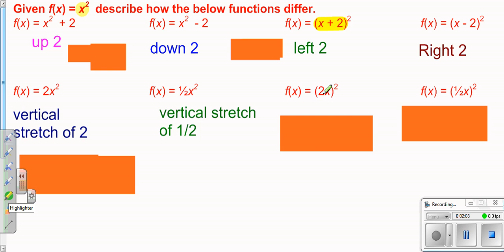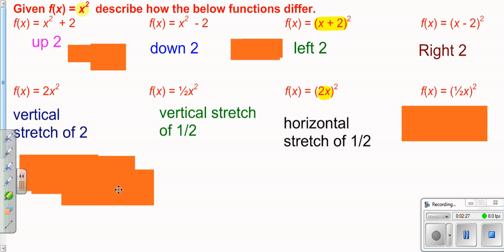Once again, I'm on the inside here. When it's hanging out with the x, just like up here, it kind of does the opposite of what you would think. Here with a plus 2, you'd often think going 2 to the right when it's really 2 to the left. Here we're timesing by 2. Most people think it would be doubled, but it's really the opposite of that, so it's going to be a horizontal stretch of a half. We know it's horizontal because we're hanging out with the x, just like up here, we were hanging out with the x, so it's horizontal.